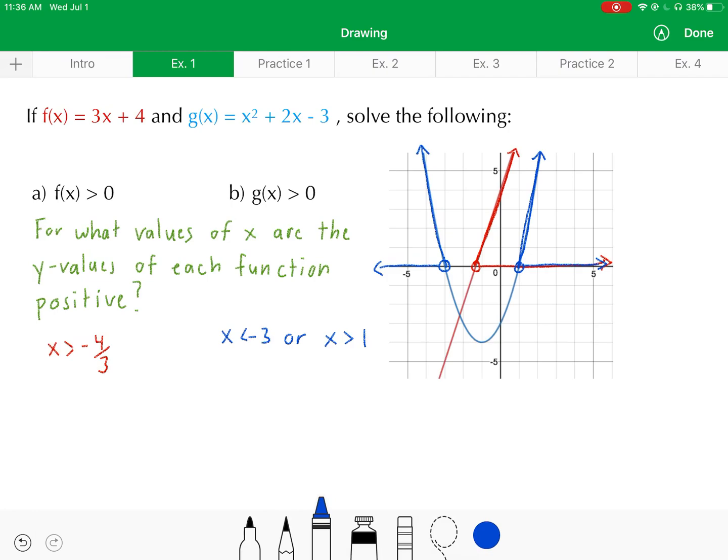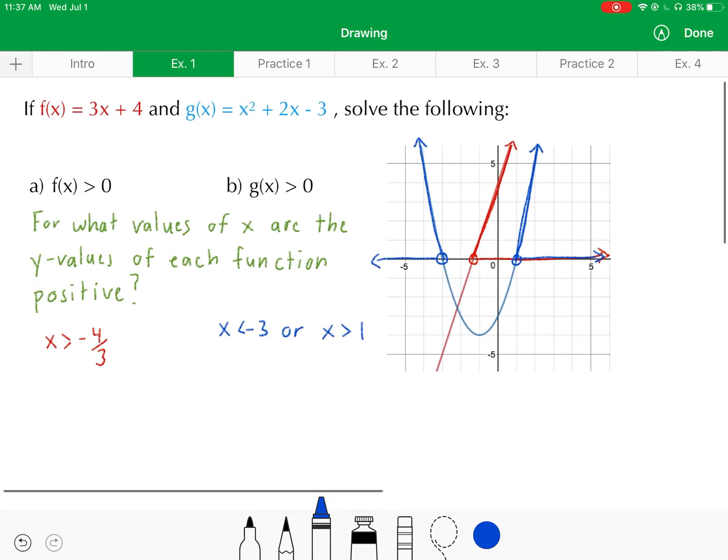All right, so solving f of x is greater than 0, you wouldn't really need the graph if you knew that f of x was equal to 3x plus 4, right? So what you could do is substitute in for f of x what it's equal to, 3x plus 4, and say that's greater than 0. And then solving, that's how you end up with x is greater than -4/3. So it's really easy to algebraically solve a linear inequality, okay?